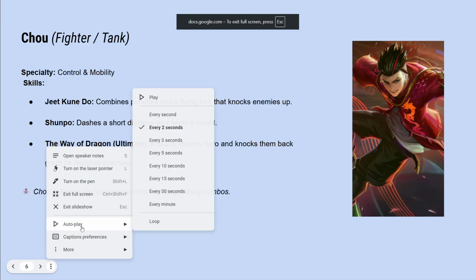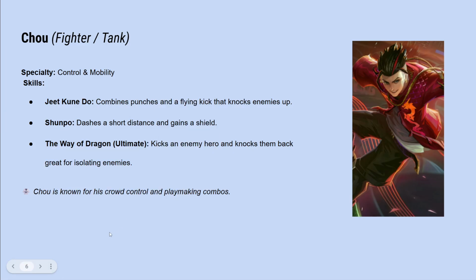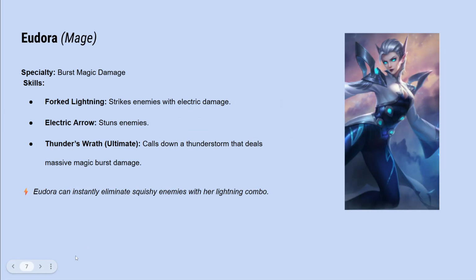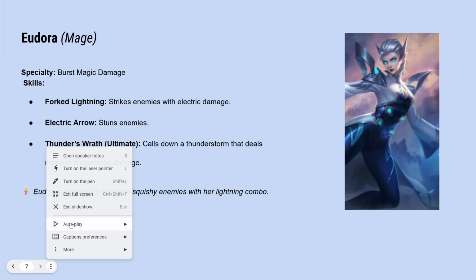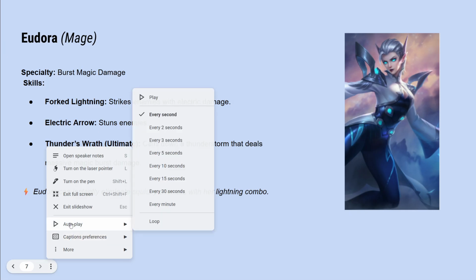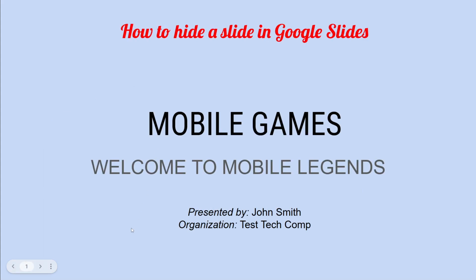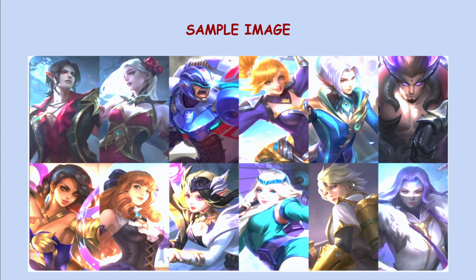Once you've chosen to skip the slide using either method, you'll notice an icon will appear on the slide's thumbnail in the sidebar. This icon looks like an eye with a slash running through it, and it serves as a visual cue that this particular slide is now hidden. It won't be visible during your presentation mode, but don't worry, it's still there in your file and can be unhidden whenever you need it.